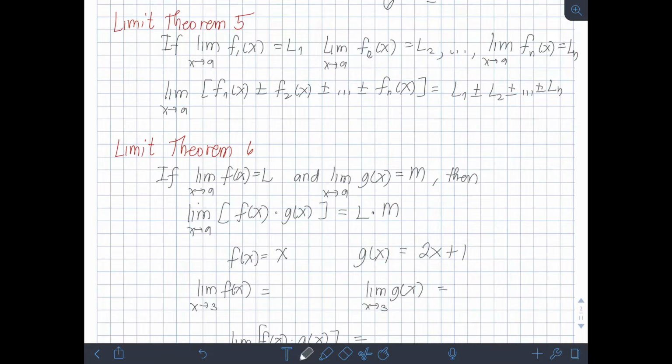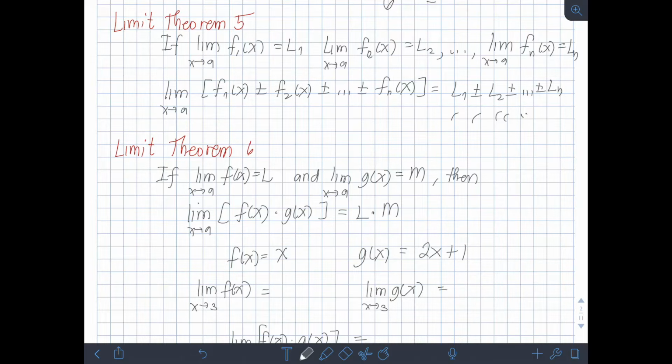If limit of f sub 1 of x is equal to L sub 1 as x approaches a, and limit of f sub 2 of x as x approaches a is equal to L sub 2, until limit of f sub n of x as x approaches a equals L sub n, then limit of f sub 1 of x plus minus f sub 2 of x plus minus ... plus minus f sub n of x as x approaches a is equal to L sub 1 plus minus L sub 2 plus minus ... plus minus L sub n. So, ito ay generalization lang ng limit theorem 4.